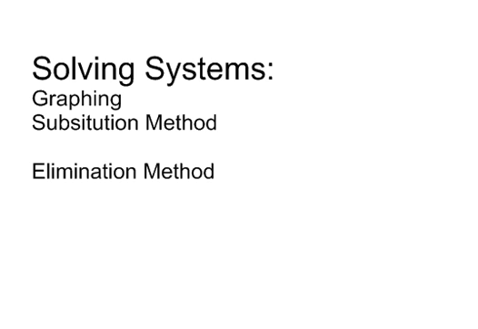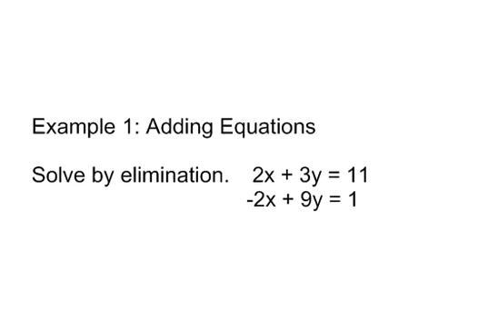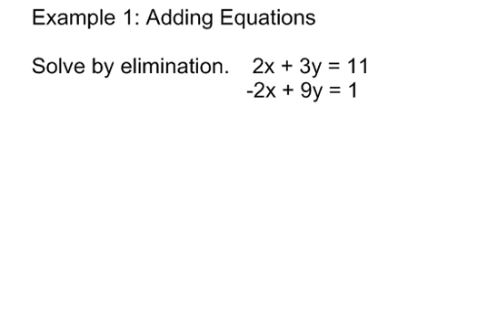In the last two lessons, you have learned to solve systems using graphing and also the substitution method. In this lesson, we will learn to use the elimination method in order to solve the system of equations. Now you can use the property of addition with equations and also the property of subtraction. But in this first example, we are going to use the property of addition. We are going to combine two equations in order to eliminate one of the variables.